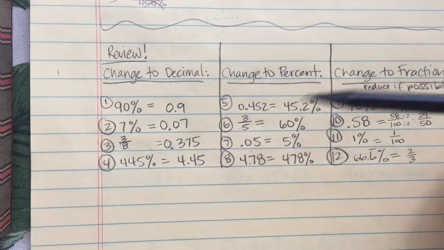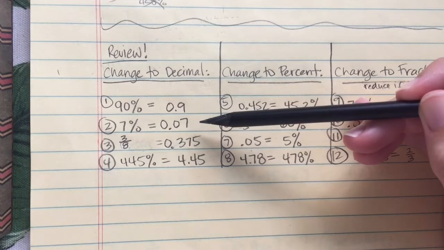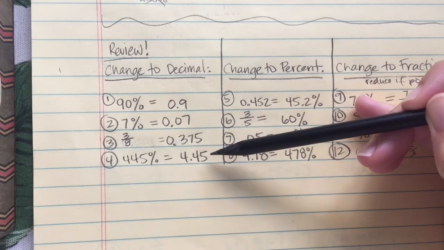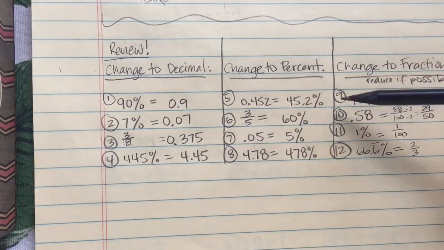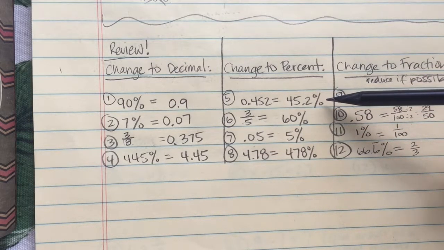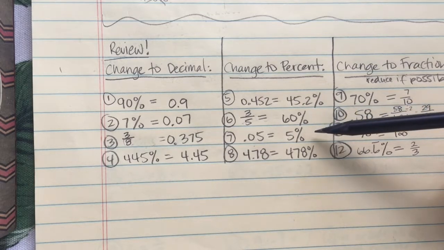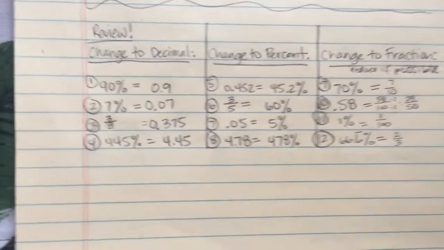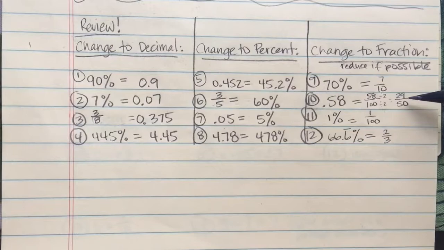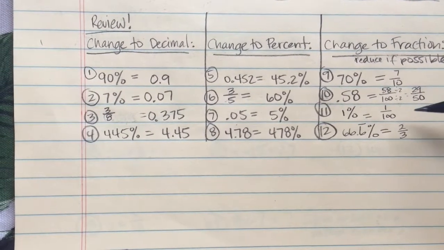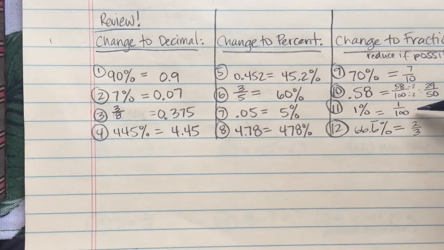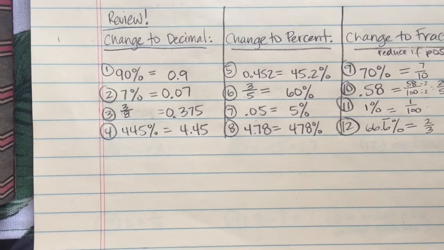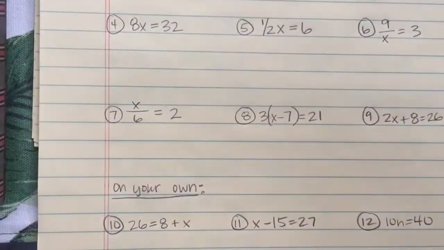All right, here are your answers. For number 1, 0.9, number 2, 0.07, number 3, 0.375, number 4, 4.45, for number 5, 45.2%, number 6, 60%, number 7, 5%, and number 8, 478%. Number 9, 7/10, number 10, 29/50ths, number 11, 1/100th, and number 12 should be 2/3. All right, so hopefully you did well on that. Let's jump into algebra.